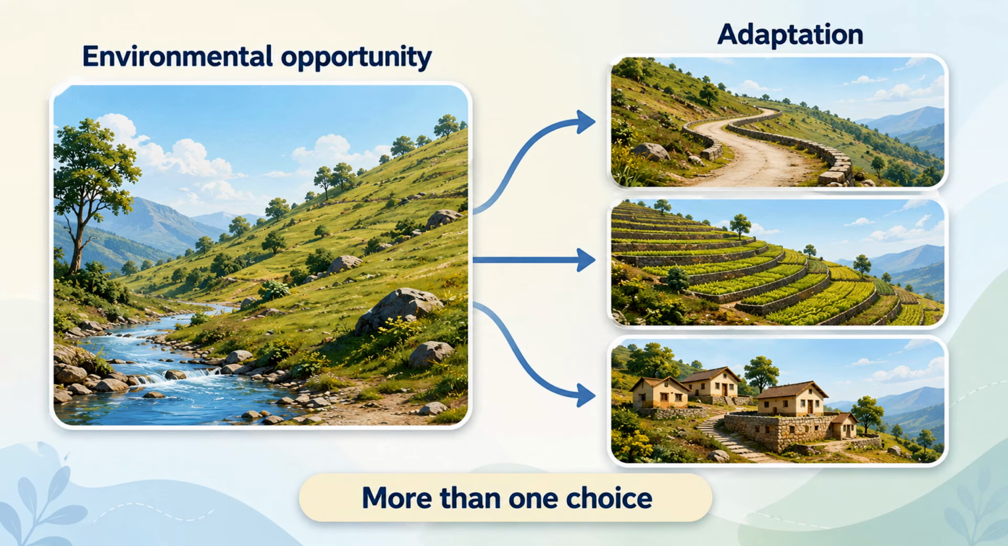Look at the same landscape on the left and then follow the 3 arrows. The place offers certain conditions, but it does not point to only one human response. Environmental opportunity means that the environment offers possibilities and limits, while adaptation means people adjust their ways of living to those conditions. The 3 branches show that more than one sensible choice can come from the same setting.